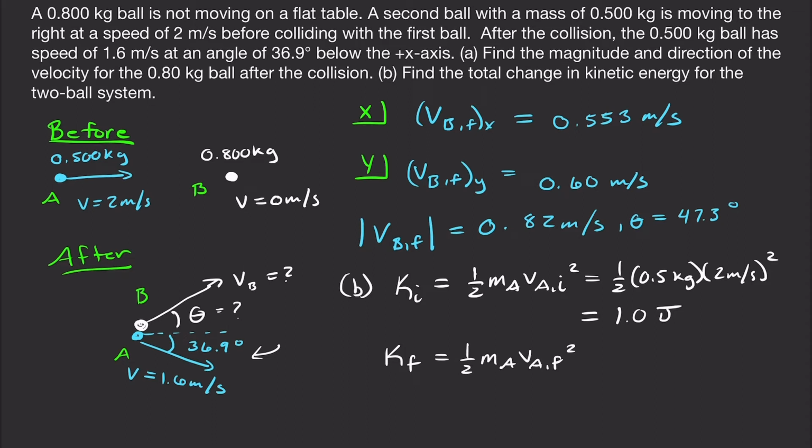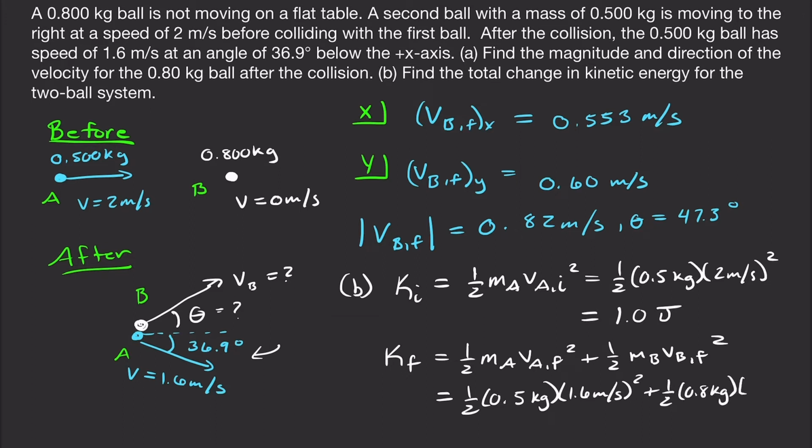If we look at the final kinetic energy, we have both of them moving, so we have 1/2 m_A v_Af squared plus 1/2 m_B v_Bf squared, which we just found. So this will be 1/2 times 0.5 kilograms times 1.6 meters per second squared, plus 1/2 times 0.8 kilograms and 0.82 meters per second all squared.